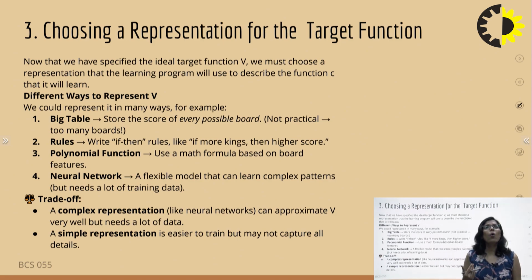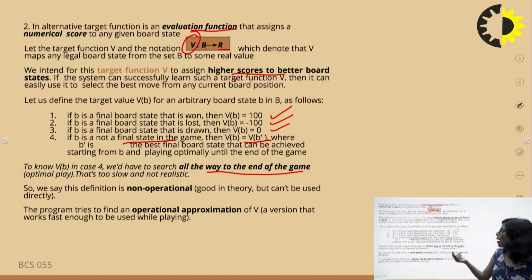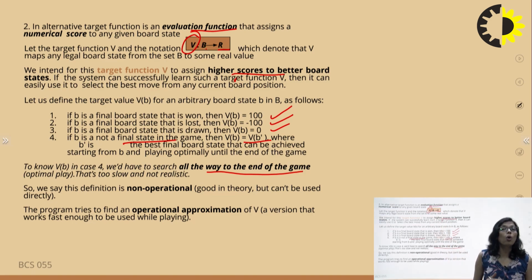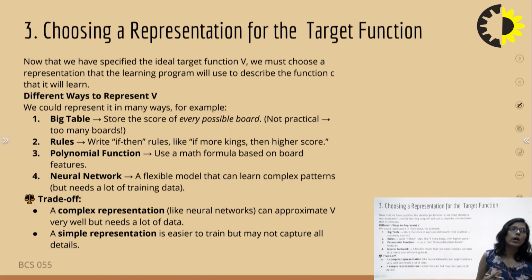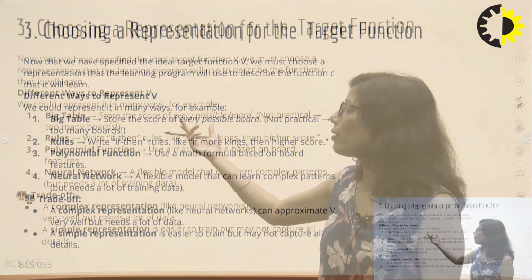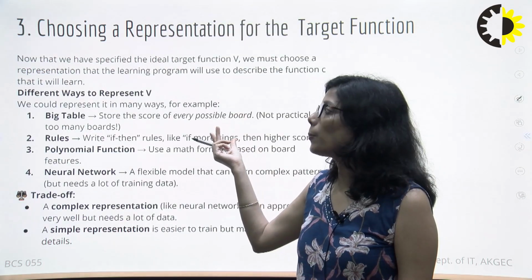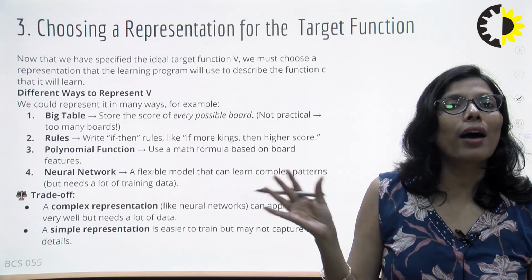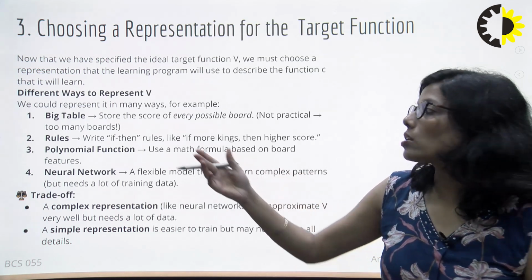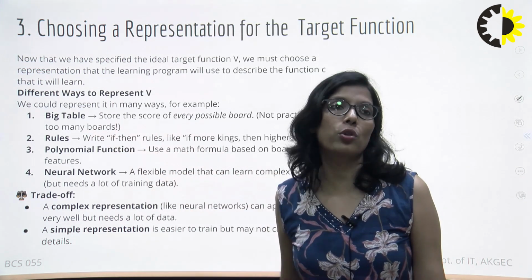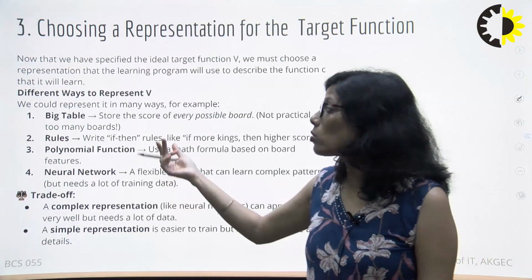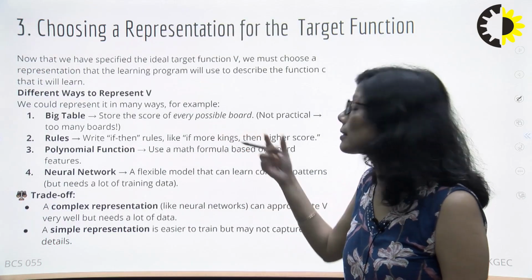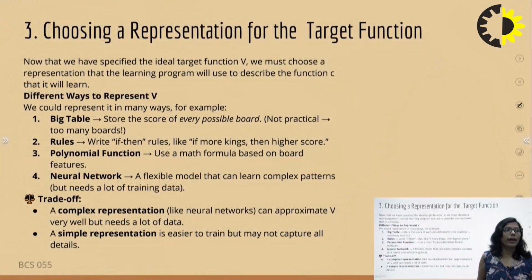Next is how we can represent that target function. My target function is to assign a numeric value to every board position. So how are we going to find out that numeric value? Either I can use a big table in which I will have all board positions and I will assign by hand the value to each. Now, it is not practical because we have many millions of board states. It is not possible for me. Or I can use rules, right? Like if a board position has more kings, you can assign it a higher value. Again, it is difficult.